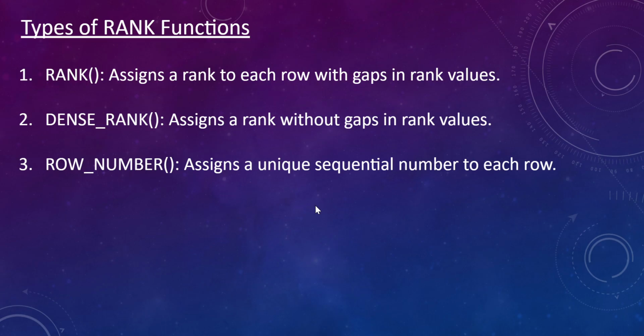There are many types of rank functions, but rank, dense rank, and row number are the major ones used in most data analysis. We will discuss only the rank function in this video; dense rank and row number we will discuss in another video. However, there is a very small difference in all three. For example, rank assigns a rank to each row with gaps in rank value, whereas dense rank assigns a rank without gaps. All this will be clearer when we discuss the example in SQL Management Studio.